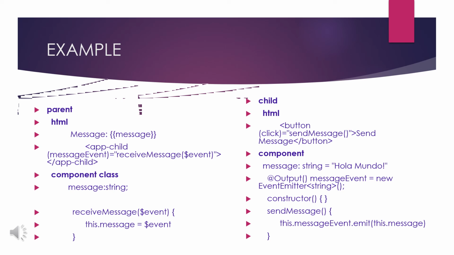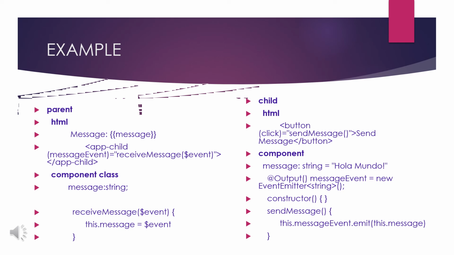So this sendMessage method will emit this message, and this message has to be passed to the parent component. For that, I just need to invoke the app-child component inside this parent component HTML file. Simple, right? So I'm doing the same here in the parent component HTML. I'm having a message, so I set a message. I'm invoking the app-child with the help of messageEvent. I am passing this receiveMessage through $event, because I am getting it from the child, right?